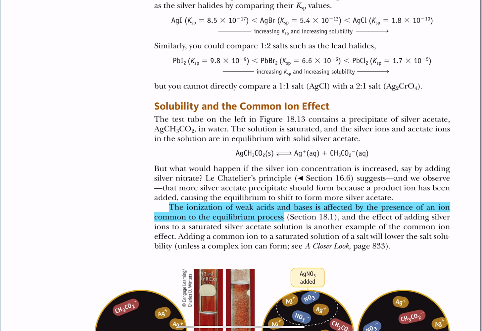Now, the ionization of weak acids and bases, that means the ability of weak acids and bases and salts to separate and dissociate in water, is affected by the presence of an ion common to the equilibrium process. In other words, if I add a common ion to an equilibrium that is already established, it will drive the equilibrium to the left, according to Le Chatelier's principle.